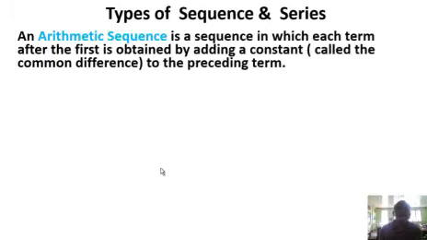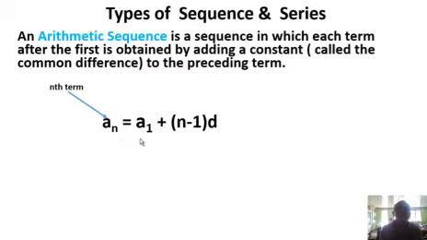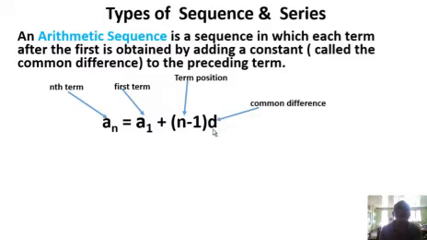Okay. Types of sequence and series. One is the arithmetic sequence. It is a sequence in which each term after the first is obtained by adding a constant, called the common difference, to the preceding term. The formula for an arithmetic sequence is a sub n, the nth term, a sub 1 is the first term, n is the position of the term, and d is the common difference.